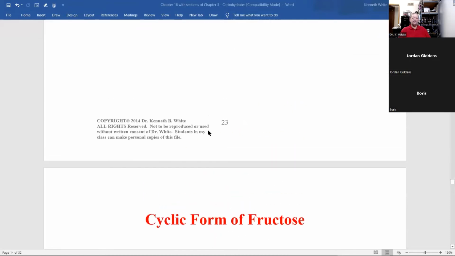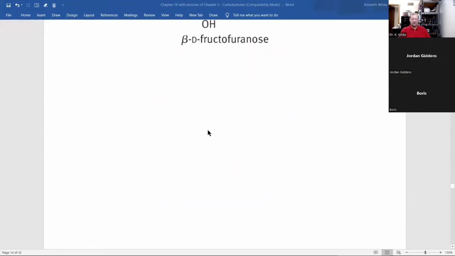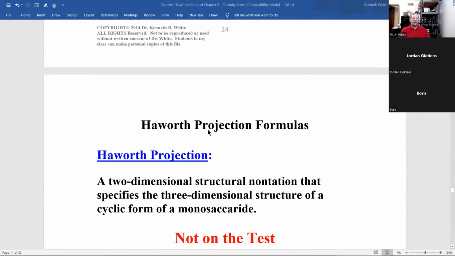And fructose can be in a cyclic form too. And like I said, I'm going to skip Haworth projection.